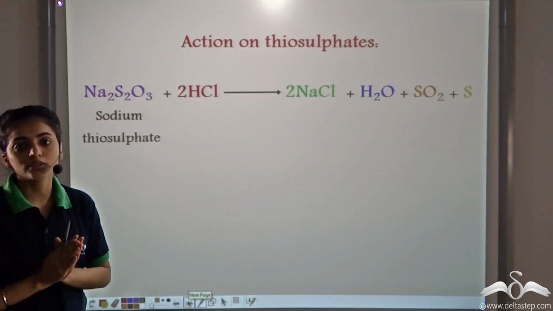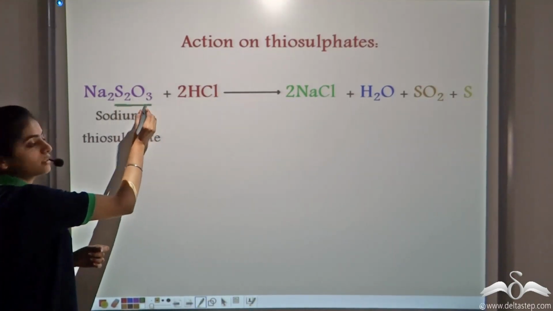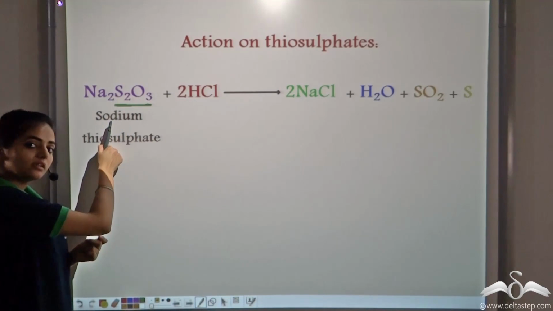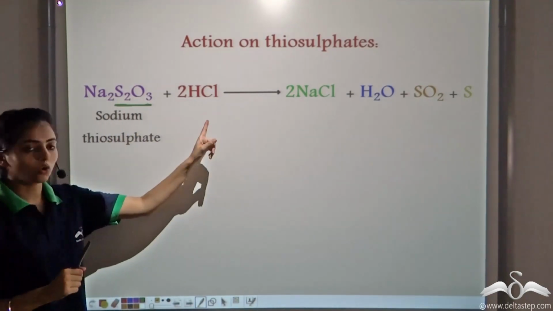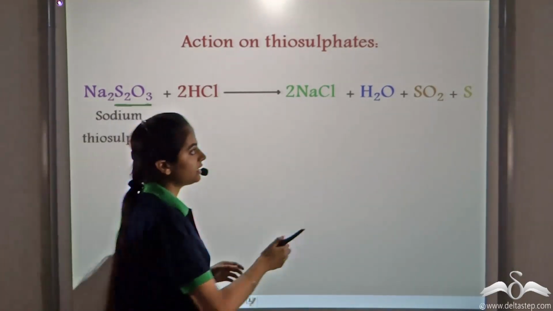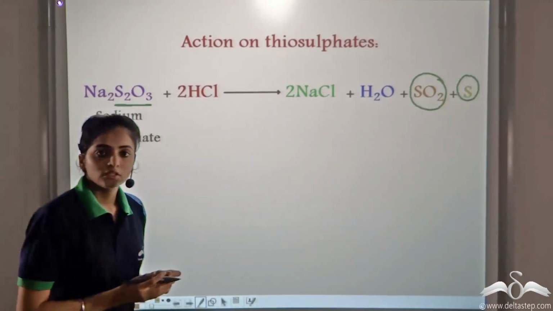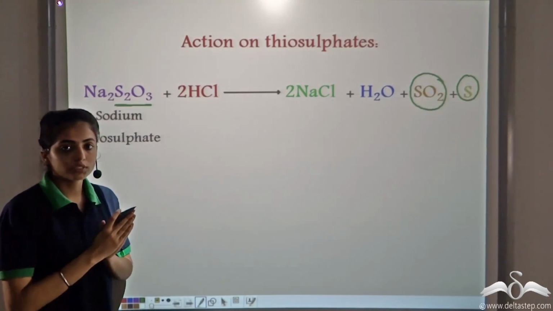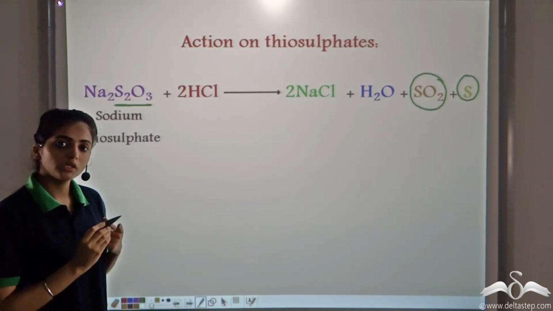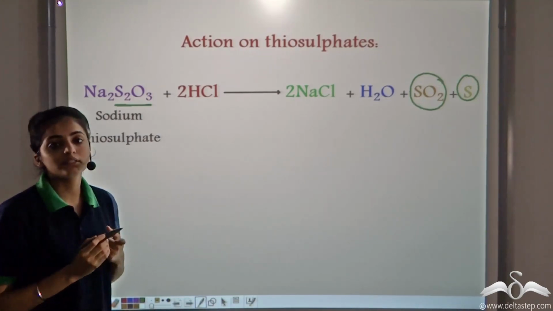Action of HCl on thiosulfates. Now this is a very unique reaction. Thiosulfates are generally characterized by the S2O3 group. So when we have sodium thiosulfate, it reacts with HCl to form salt, water. Now in this case, when thiosulfates react with HCl, they release SO2 and they form elemental sulfur. So the reaction of HCl on thiosulfates is unique, as in this case they form salt, water, they release SO2 gas, and at the same time they form elemental sulfur.